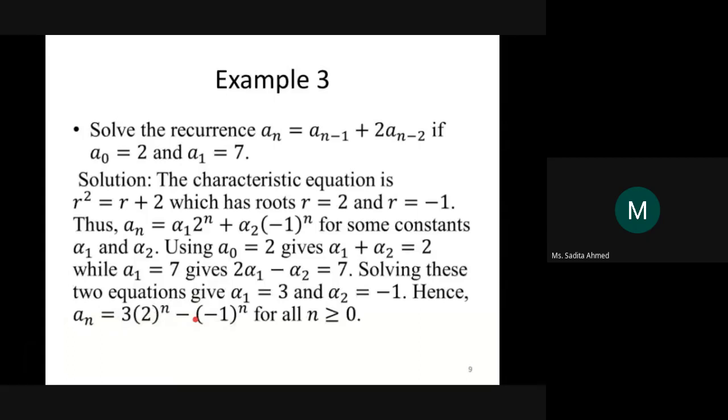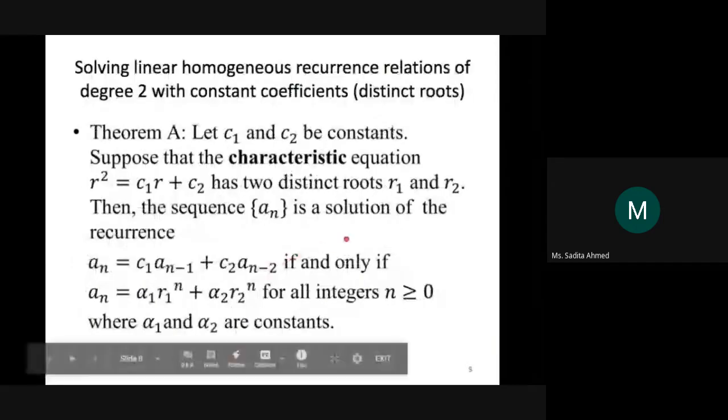However, there is a problem. Because theorem A completely depends on the assumption that the roots will be distinct. So if the roots are distinct, then you can use theorem A. We could use that equation because the roots were distinct. What if the roots are not distinct? What if the roots are equal?